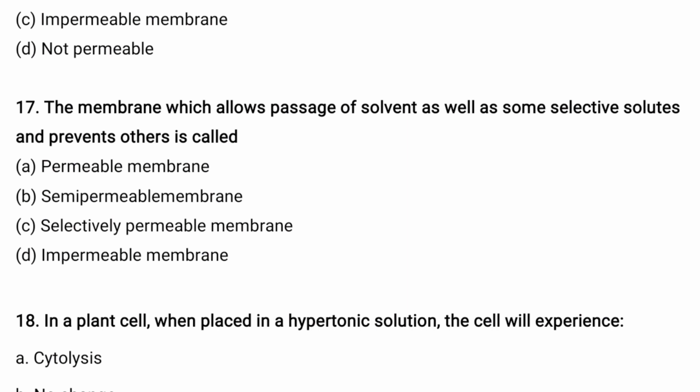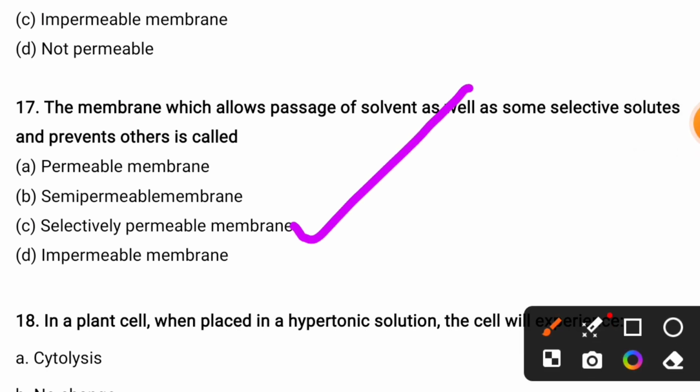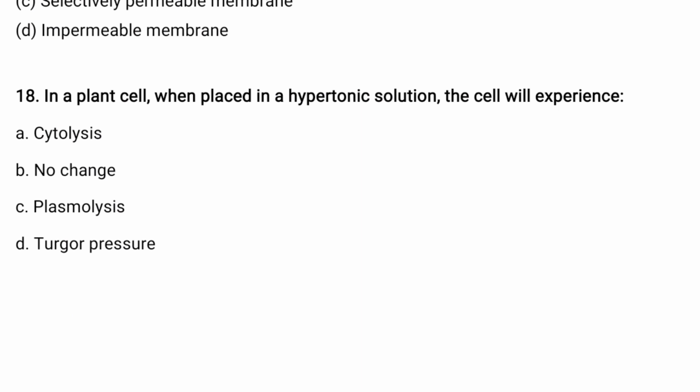The membrane which allows passage of solvent as well as some selective solutes and prevents others is called as. So if the membrane allows solvent as well as some selected solutes, options are permeable membrane, semi-permeable membrane, selectively permeable membrane, impermeable membrane. That is called selectively permeable membrane. Plasma membrane is semi-permeable as well as selectively permeable. Let's see the next question.